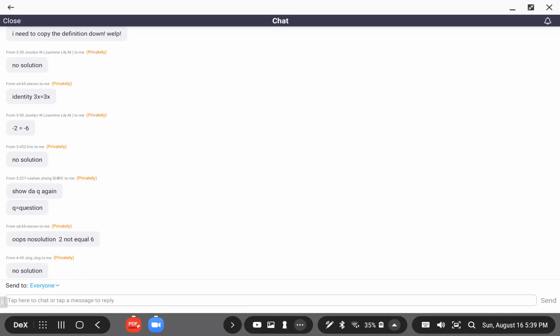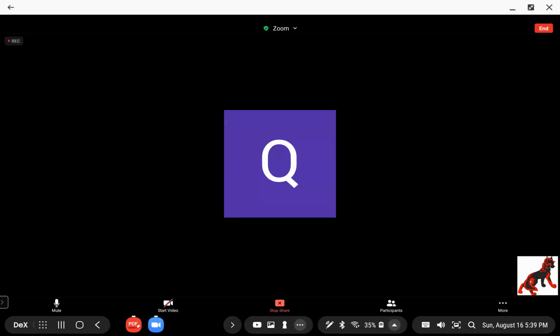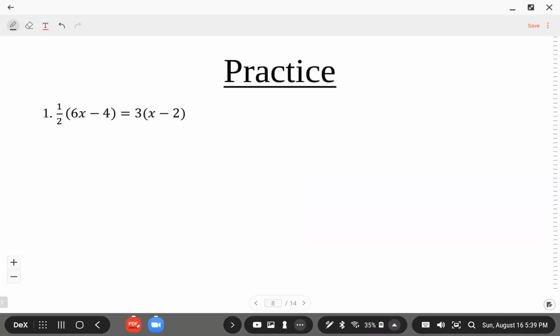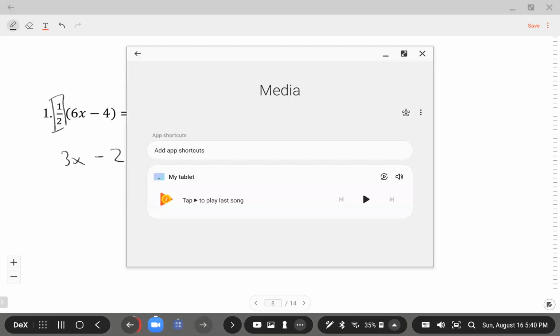Okay. So a lot of you said no solution. So let's solve this. Let's try to solve this. Okay. So actually this fraction, right? We don't need to simplify this because both 6x and -4 can be multiplied by 1/2 evenly, okay? So 6x times 1/2 would equal 3x. And then -4 times 1/2 would equal -2. So that'd be our first left-hand side.